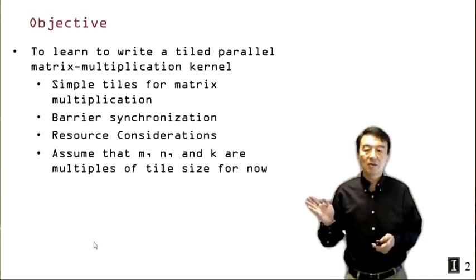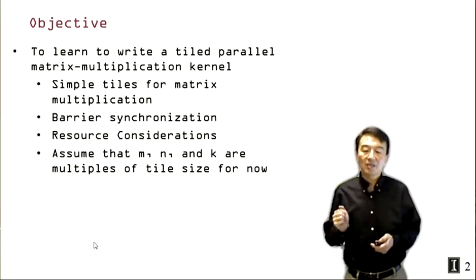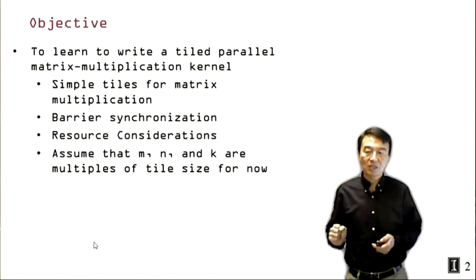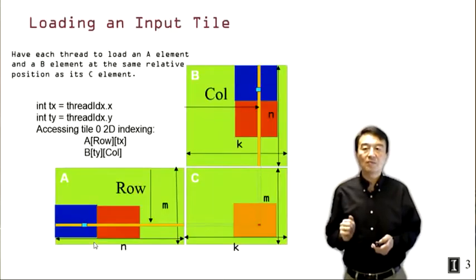For this particular lecture, we're going to assume that m, n, and k, which are the matrix dimension values, are all multiples of the tile width for simplicity, and we will deal with arbitrary m, n, and k values in the next lecture.